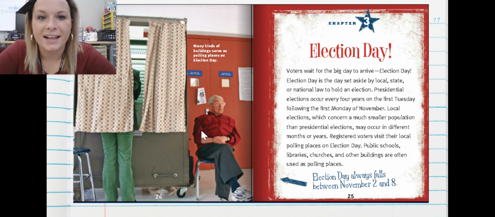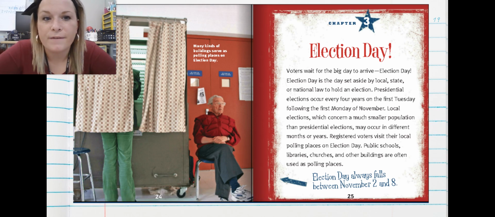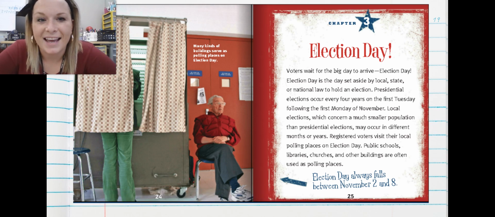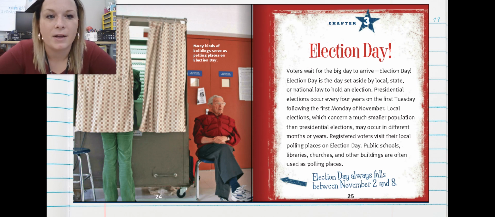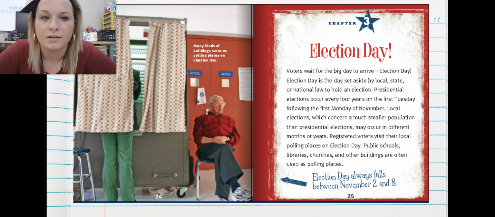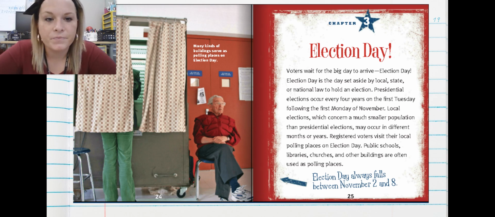Okay, chapter 3, Election Day. So voters wait for a big day to arrive, Election Day. Election Day is the day set aside by local, state, or national law to hold an election. Presidential elections occur every 4 years on the first Tuesday following the first Monday of November. Local elections, which concern a much smaller population than presidential elections, may occur in different months or years.